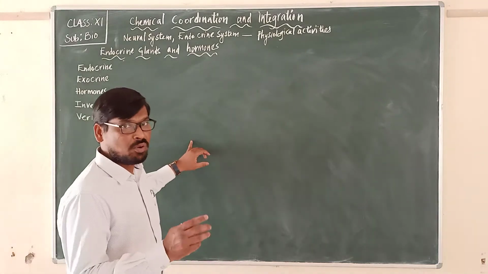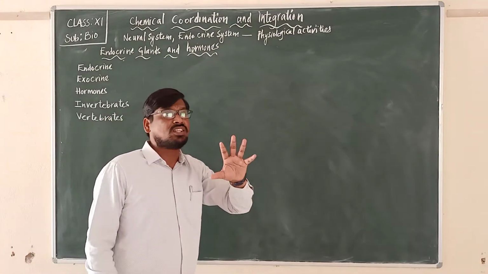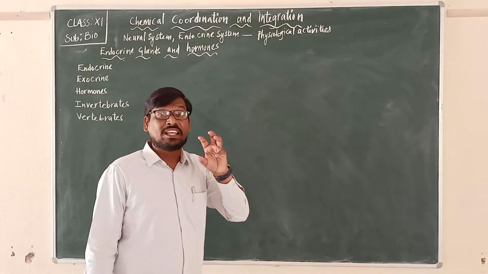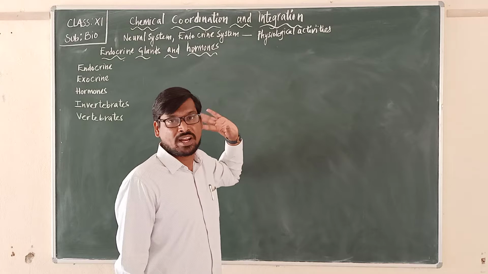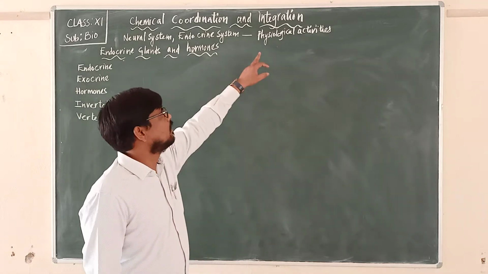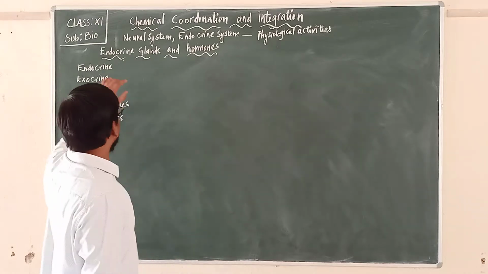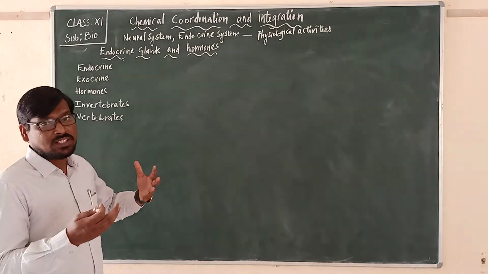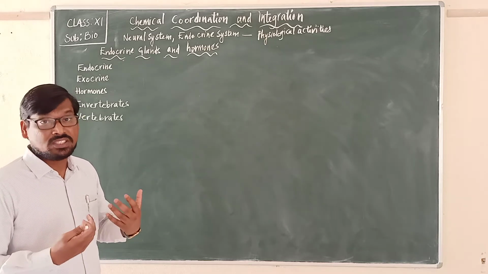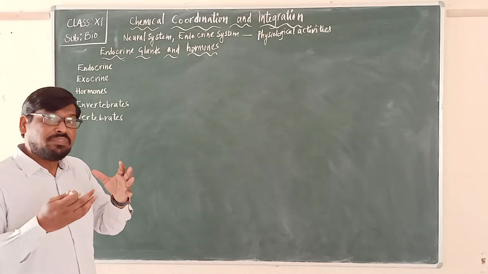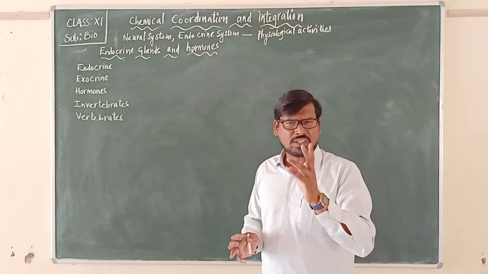In this particular chapter, we are going to concentrate on the hormones, the chemicals produced from the endocrine system, which help to perform the physiological activities. Those chemicals that are produced from the endocrine system are called hormones.